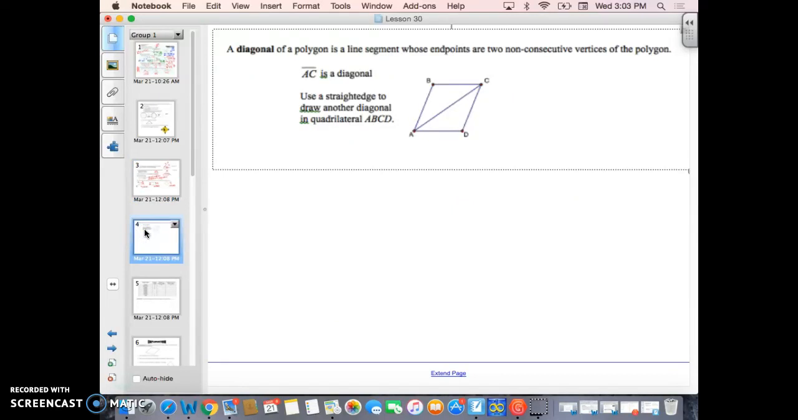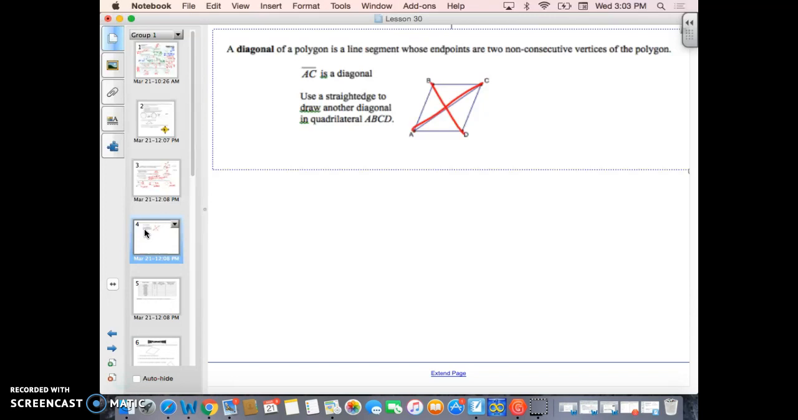All right, another key vocabulary term is a diagonal. The diagonal is from A to C in a polygon. It cuts the shape in half diagonally. You can also do it from B to D. So this particular quadrilateral has two diagonals.